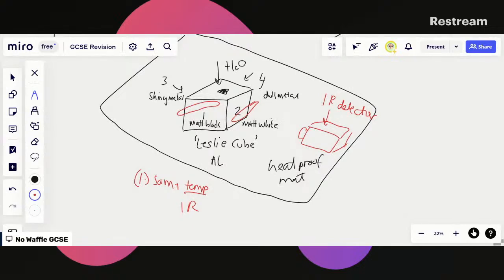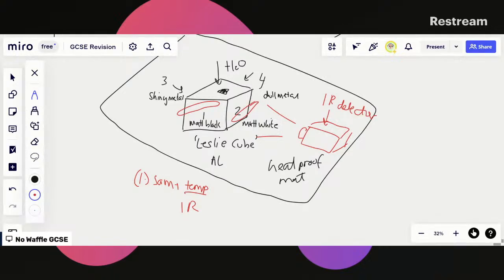Because the infrared detector will only be able to measure one face's radiation at a time, you have to repeat it 4 times to get each of the 4 different values. And you should find that you detect more infrared from the black surfaces than the white ones, and more from the matte black. It absorbs more of the heat and absorbs more of the infrared.